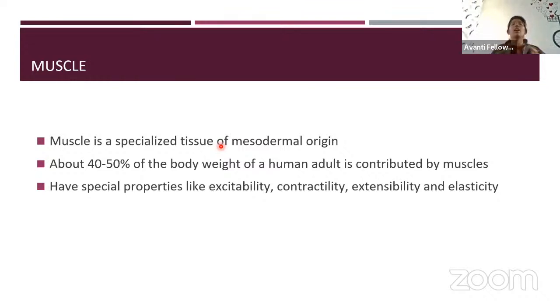About 40 to 50% of our body weight is muscle. And why are these muscles so special, and how are they helpful for human locomotion? Because they have some special properties like excitability, contractility, extensibility, and elasticity, and so on. We will study all these when we talk in detail about skeletal muscle.